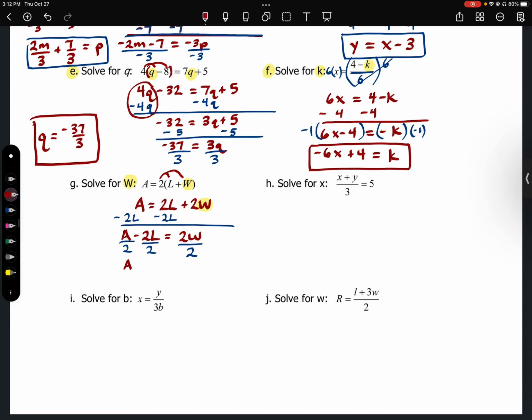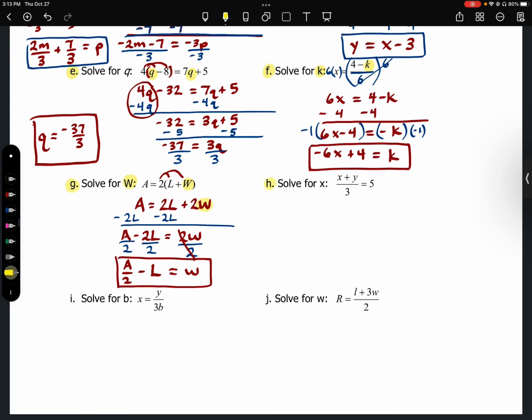And we're now looking at A divided by 2 minus 2L divided by 2, which is just going to leave us with just an L. And then our 2's should cancel on the other side. So we've got A divided by 2 minus L is going to equal W. And there are some variations to the way that one could be written too. You may not have it written exactly the same, but it should simplify to give us about the same thing.